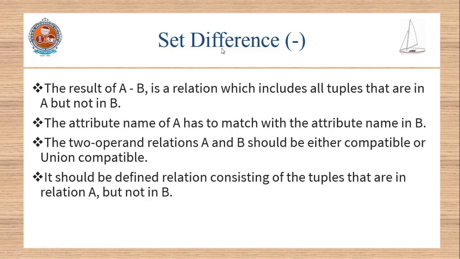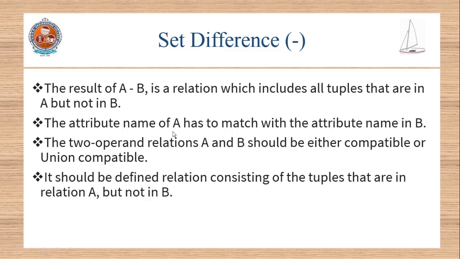Then we are having the second set theory operation, set difference, which is represented by the symbol minus. This is a relation, the output of this operation will be a relation which includes all the tuples that are in A but not in B. All the tuples which are in A but not in B will be present in the output of this operation.